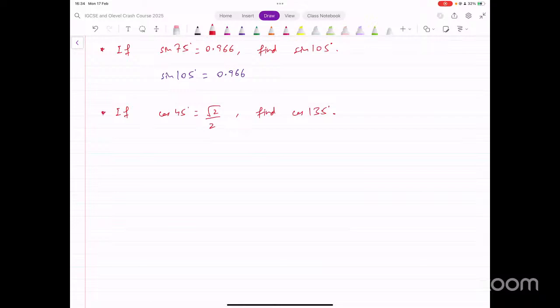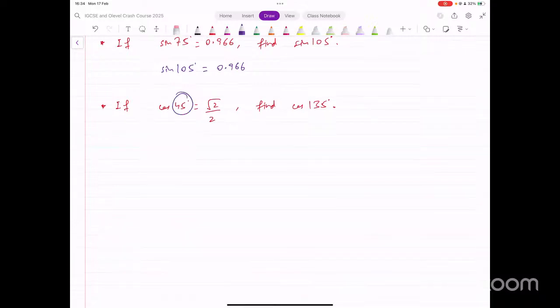Again, this is the acute angle, 45 degrees. What's the corresponding obtuse angle to this? You see, if this angle is 45 degrees, the angle on the other side here, what is that going to be? 180 minus 45, which is 135. So both of these angles add up to 180. When that is the case, we know the numerical values are going to be the same. So cos of 135 is also going to be square root of 2 over 2.